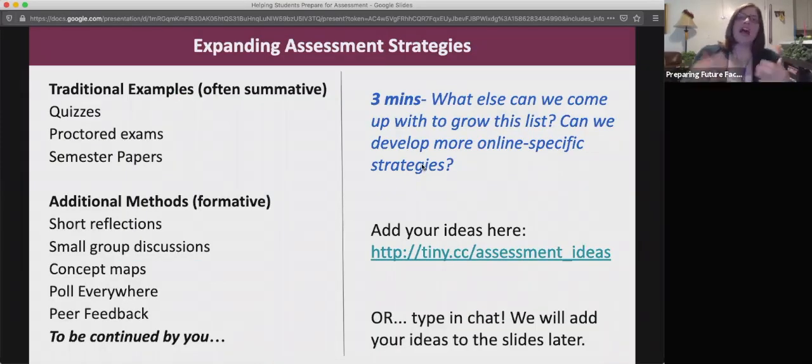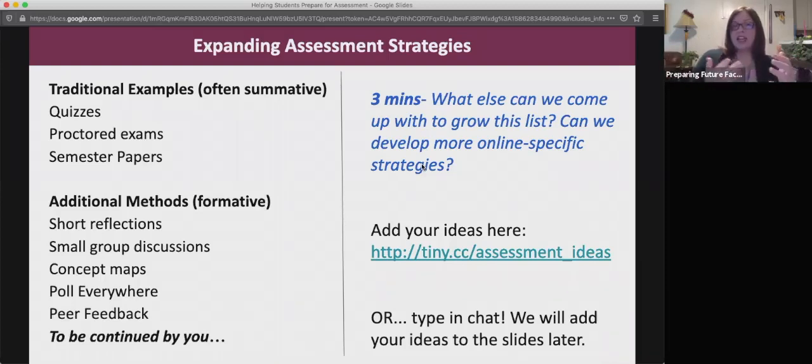So now we talked about why formative feedback. Now we're getting into the how. Here's how we do it. And we alluded to this before. We see that there are traditional examples of ways that assessment occurs. These are often summative, but I believe it was John earlier who said that, when done in different ways, such things as quizzes, exams, and papers can act as formative.